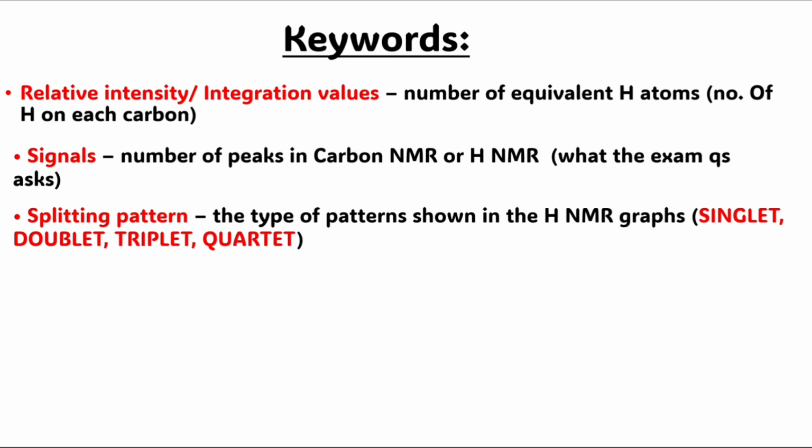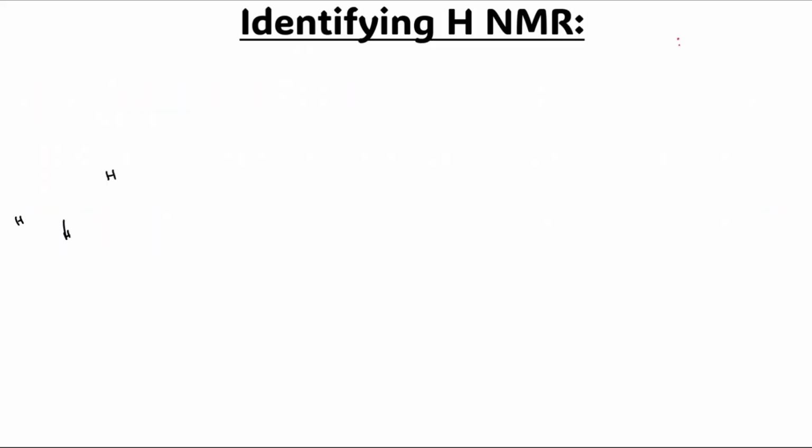And the splitting pattern. So they're the type of pattern shown in the proton NMR graphs, which is the singlet, the doublet, the triplet, and the quartet. Now don't worry, it can be difficult, but it is simple when I break it down. So that's the splitting patterns, okay?